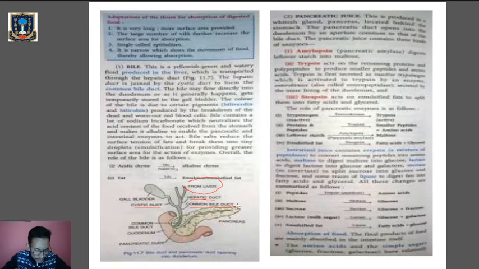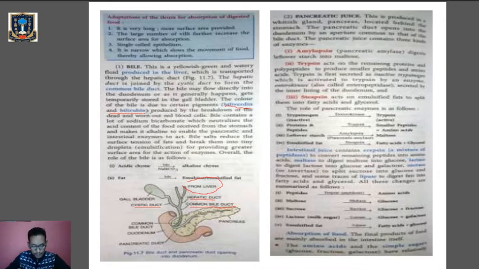Alright, now the bile may flow directly into the duodenum, or it will be temporarily stored in the gallbladder. So bile can directly enter into the duodenum, or for a short period of time the bile will be stored in the gallbladder. And the color of the bile is due to the presence of pigments called biliverdin and bilirubin. Remember this one. The color of the bile depends on the presence of certain pigments, and those pigments are biliverdin and bilirubin. These are the names of the pigments which are present in the bile, which are produced by the breakdown of the dead and worn out RBCs.